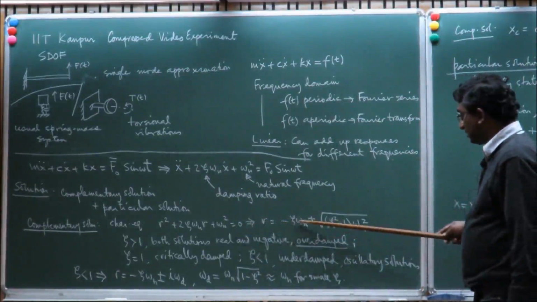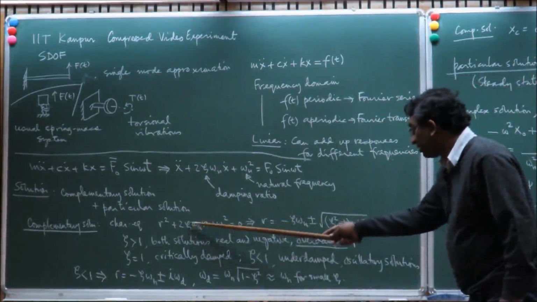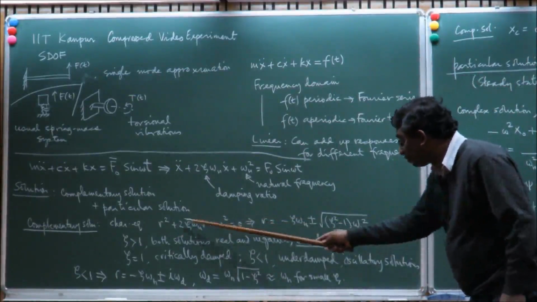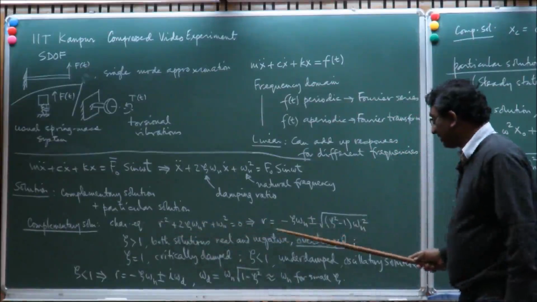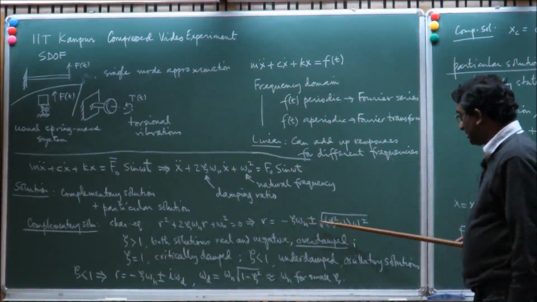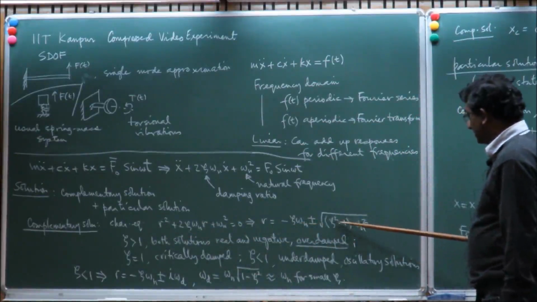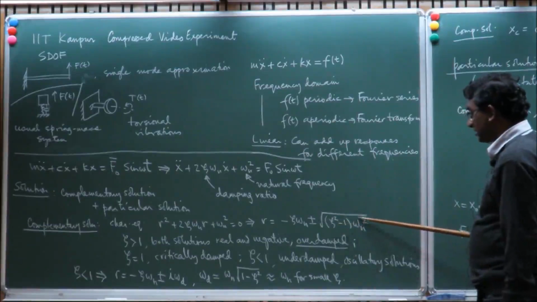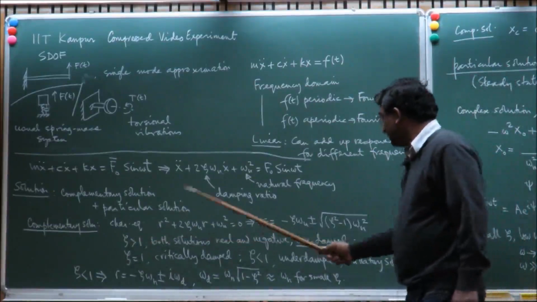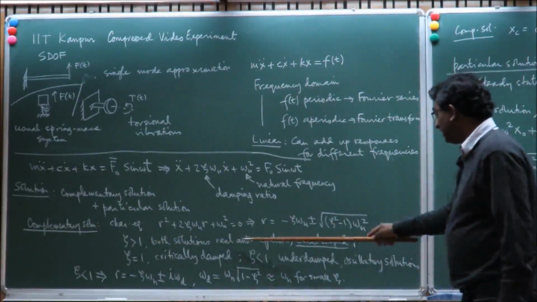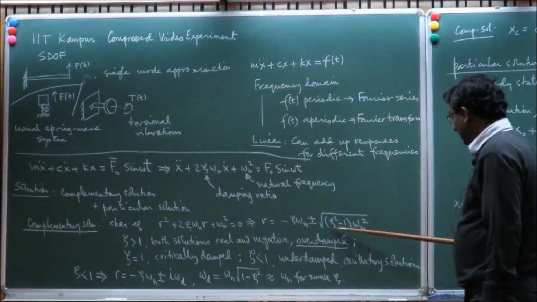It is r is minus zeta omega n. From here, the 2 is gone because eventually it will be divided by 2. So it's minus zeta omega n, and similarly there has been a 4 removed from inside the square root, and we have zeta squared minus 1 with brackets and then omega n squared. If zeta is bigger than 1, both solutions are real and negative. You can think that through.